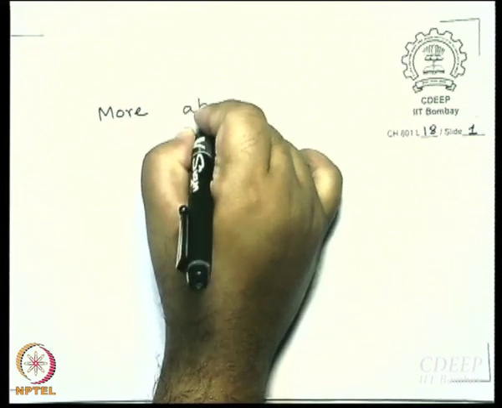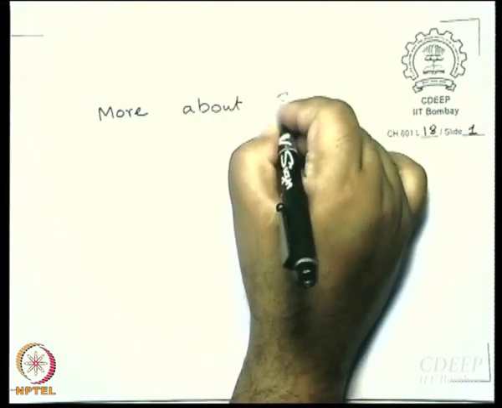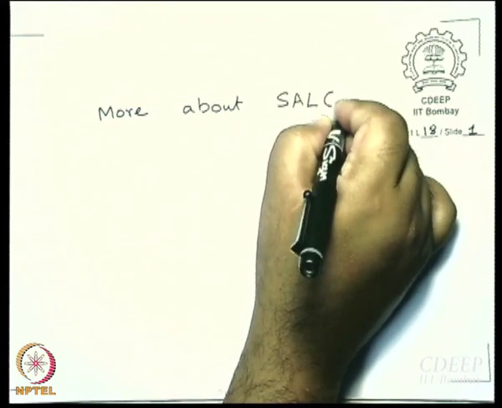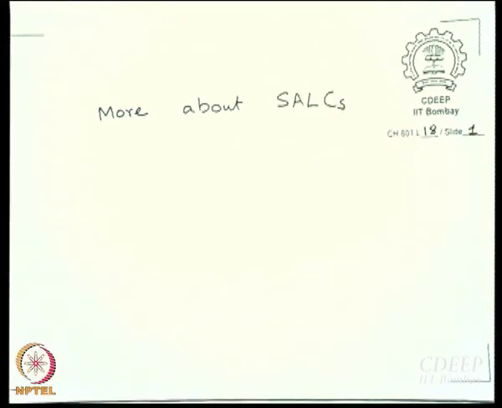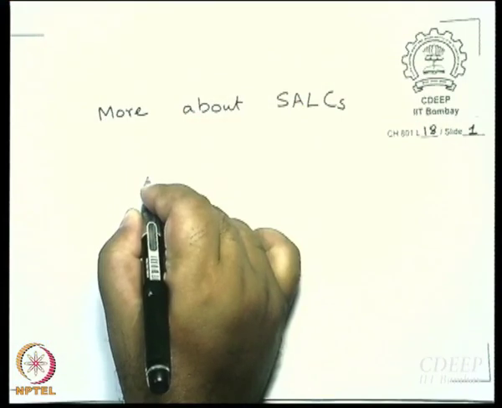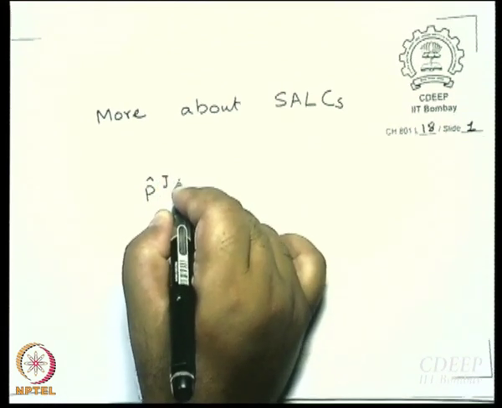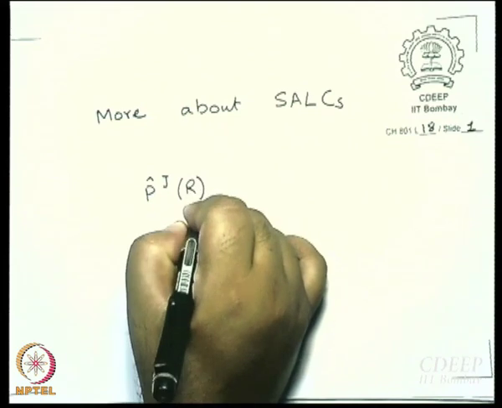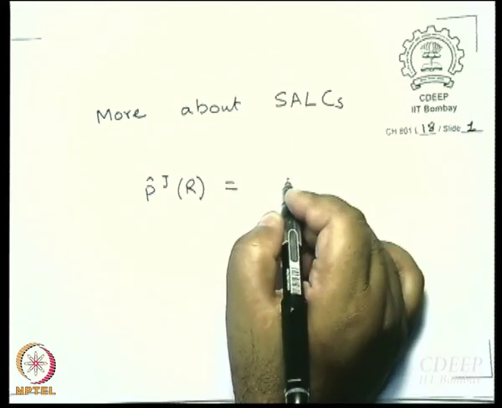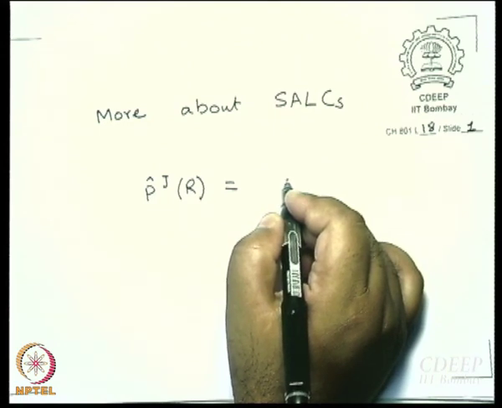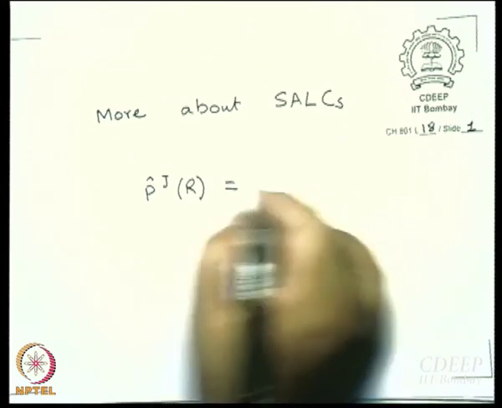This is more about SLCs. What is the projection operator? How did we write it? P_j, right? P_j, then R is equal to what? Is it P_j R or is it P_j? P_j, it cannot be P_j R.